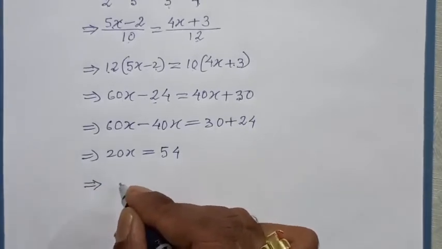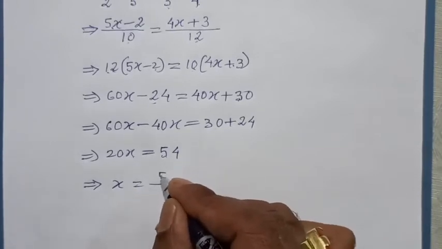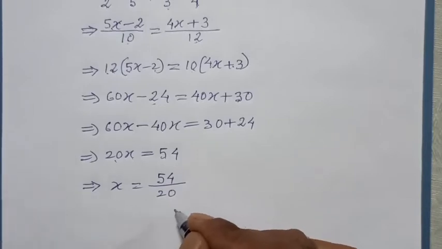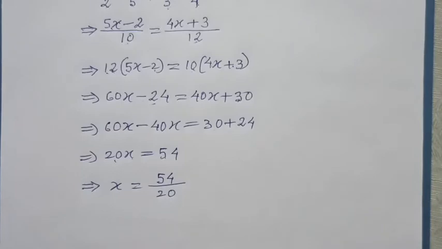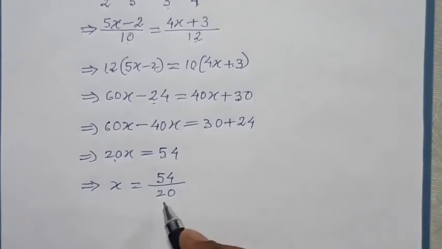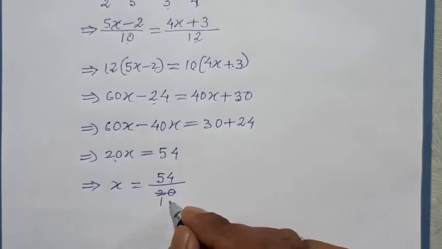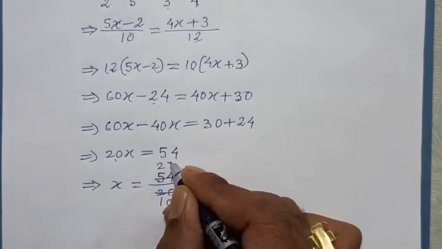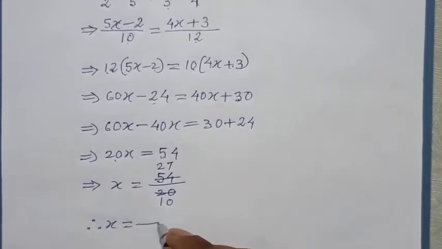This implies that if we want to find out the value of x, then 54 will be divided by 20. 54 and 20 we can divide by 2. 20 divided by 2: 2 1 time is 2, next is 0, so 10. 54 divided by 2: 2 2 are 4, 2 7 are 14, so 27. Therefore, x is equal to 27 by 10.